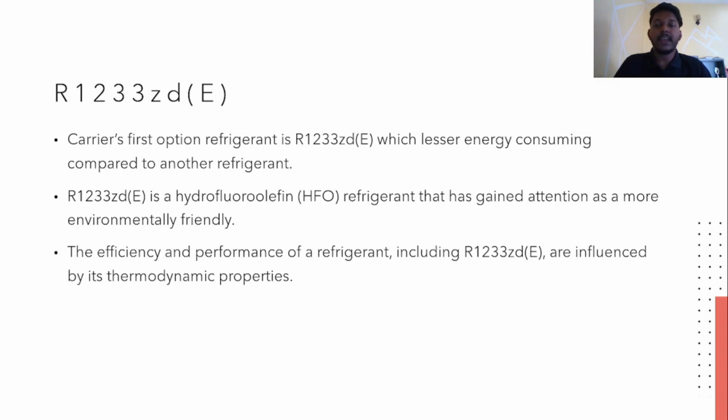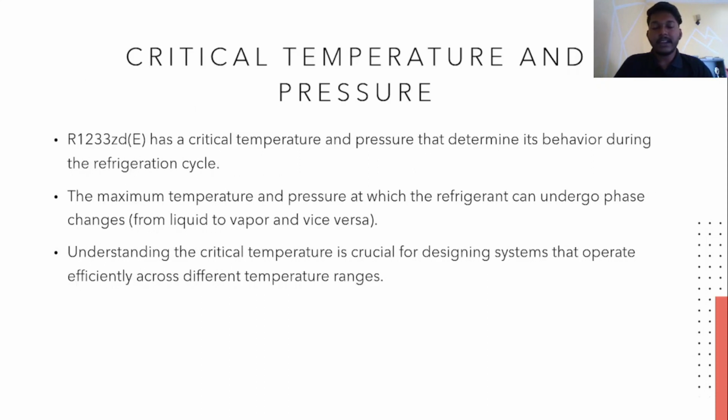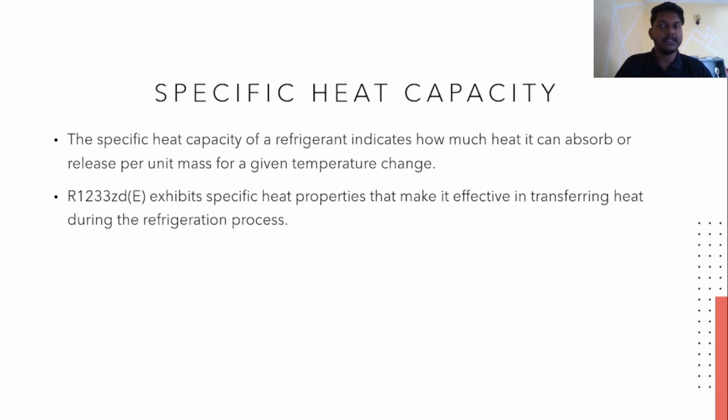The efficiency and performance of a refrigerant, including R1233ZDE, are influenced by its thermodynamic properties. First, the critical temperature and pressure. It has a critical temperature and pressure that determine its behavior during the refrigeration cycle. The maximum temperature and pressure at which the refrigerant can undergo phase changes from liquid to vapor and vice versa. Understanding the critical temperature is crucial for designing systems that operate efficiently across different temperature ranges.